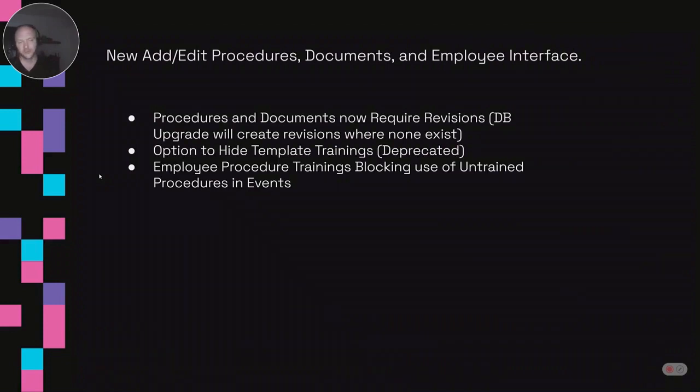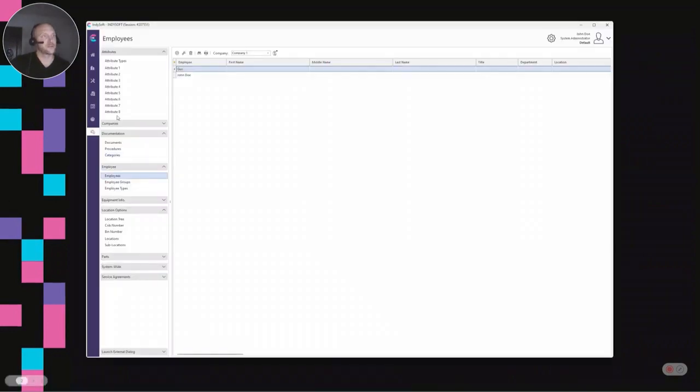So when you upgrade your database, for example, we will be creating revisions for you where none exist. So keep that in mind. But as far as the end user is concerned, that shouldn't actually make any changes for them whatsoever. They should be able to update and still use everything as they did before. The employee procedure trainings is something that you turn on per revision, and you can slowly implement over time.